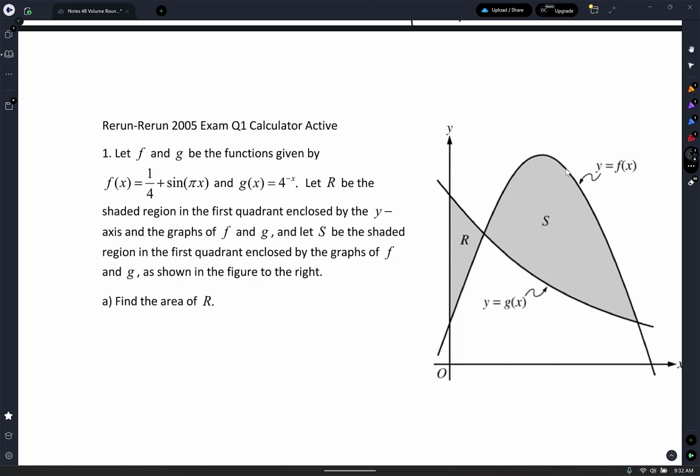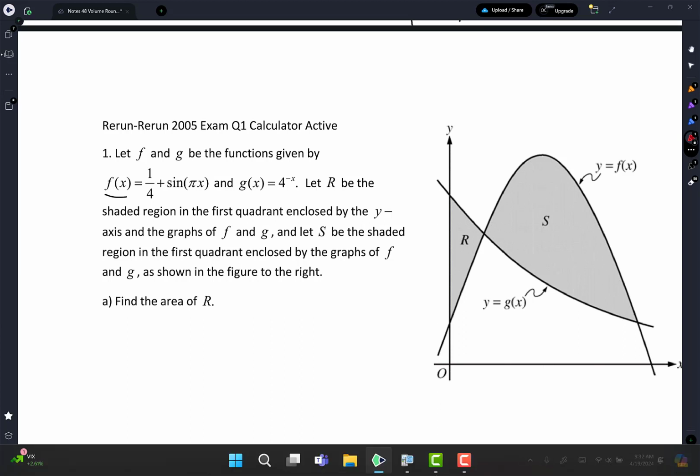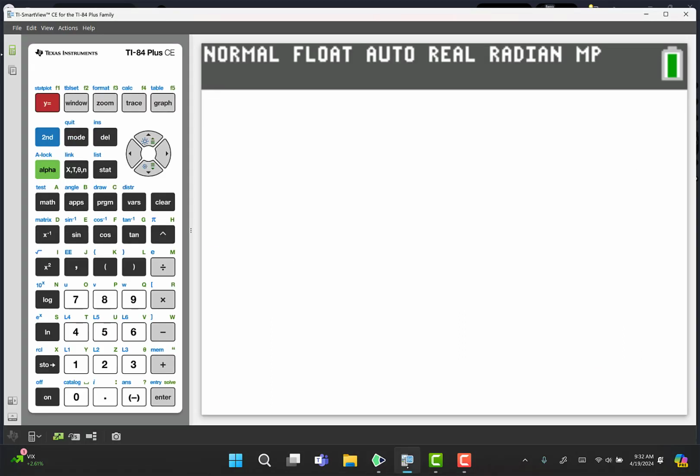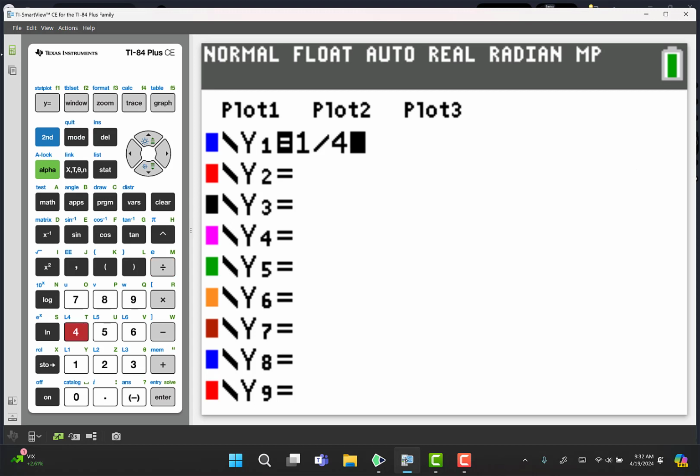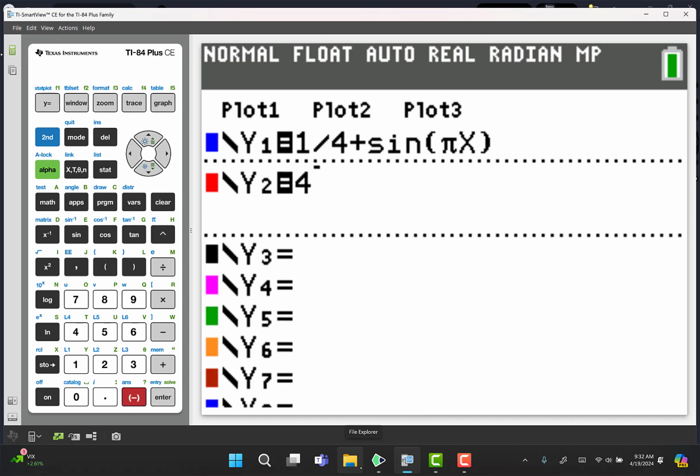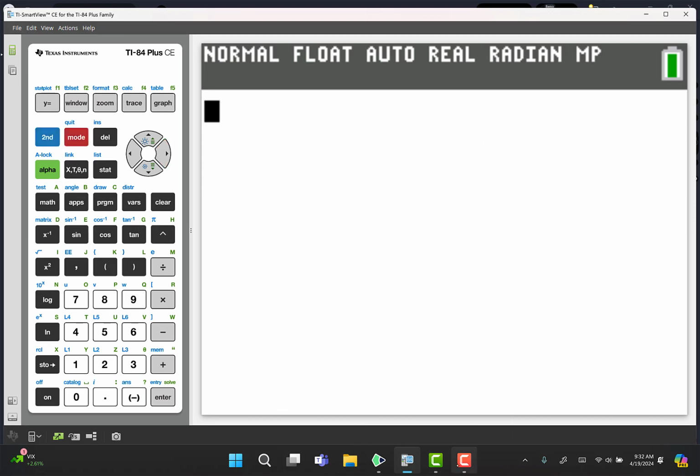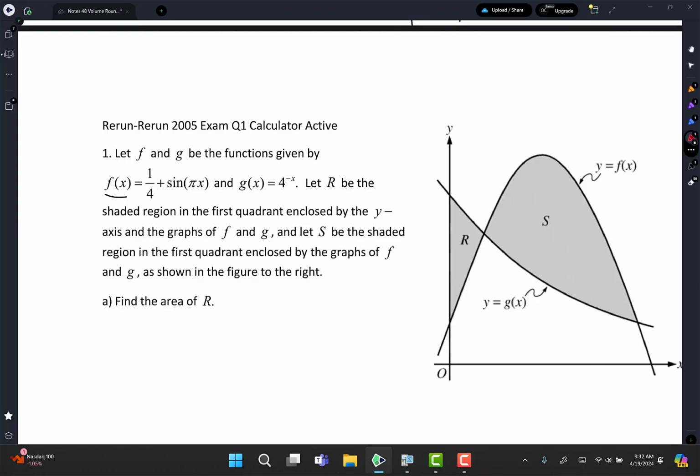Let f and g be functions given by, and they give it names. I'm going to type this into y1, the f, and I'm going to type g into y2. So 1/4 plus sine pi x. Let me see if I can remember that. 1/4 plus sine pi x. And then 4 to the what? 4 to the negative x. Was that it? Oh, wow. Okay. So there it is. I got it at y1 and y2.